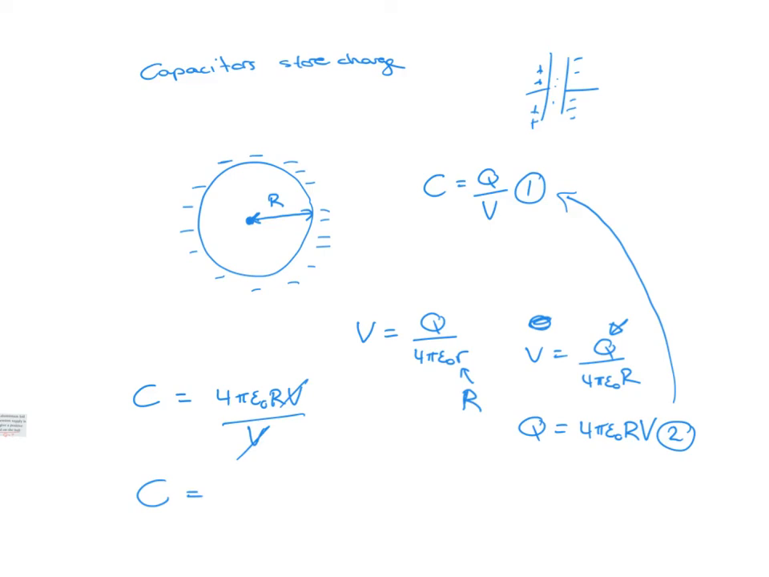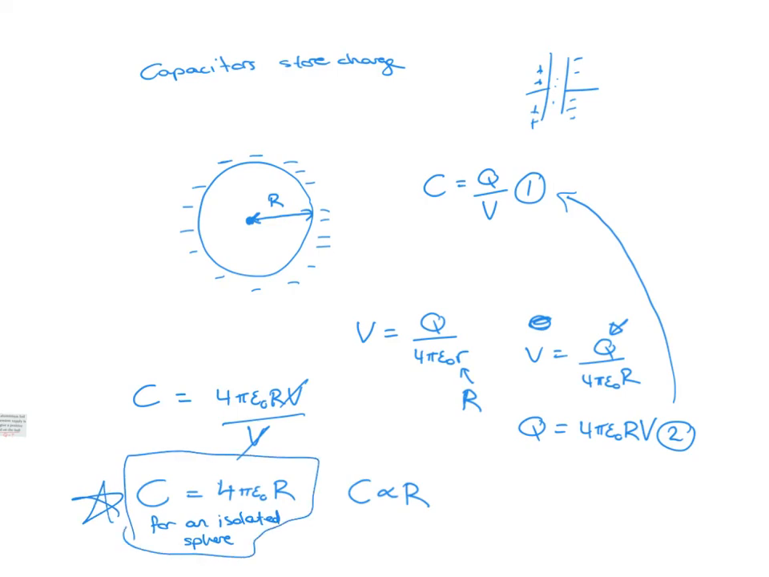So the capacitance of a charged sphere solely relies only on the radius of that sphere. Everything else is constant. So capacitance is directly proportional to the radius of a charged isolated sphere. So this only refers to just an isolated sphere. So you need to be able to derive this too.